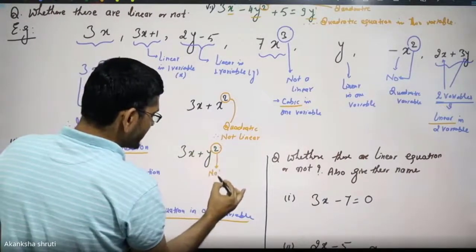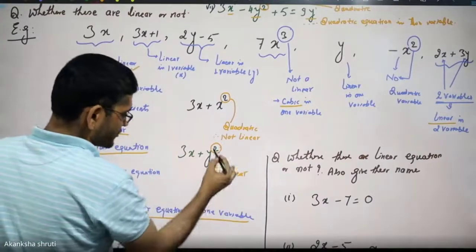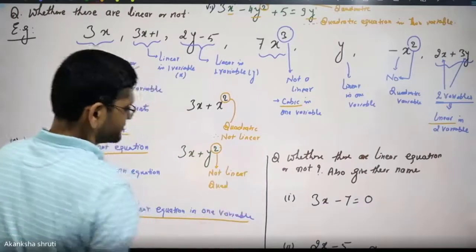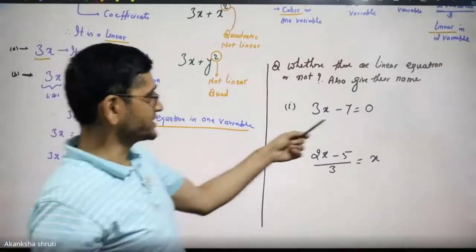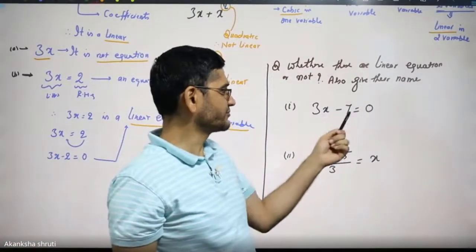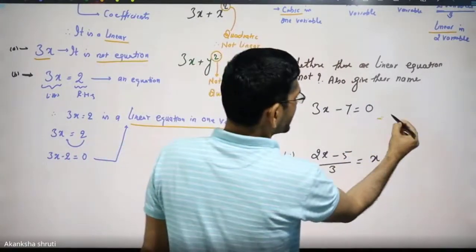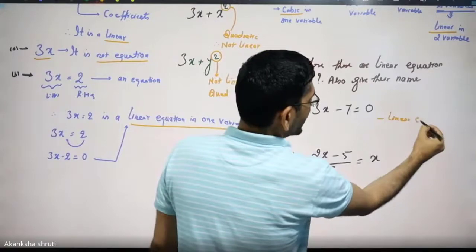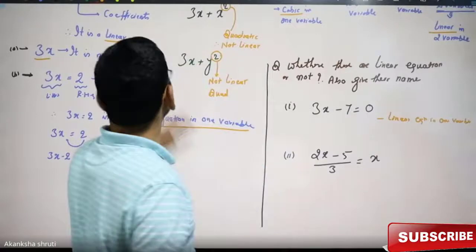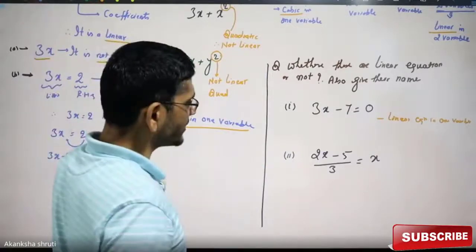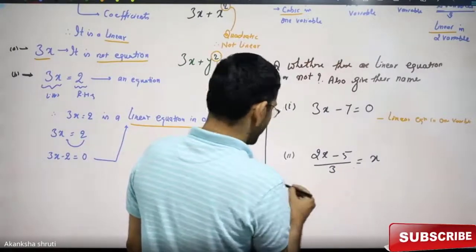If it is more than 1, it is non-linear. It is that simple. If you want to give the name, it is a quadratic expression. It is not an equation, just an expression we have. Now if an equation is given, then we can verify whether it is linear or not. Like here, yes, it is a linear equation in one variable. Now coming to this second one, whether it is a linear equation in one variable or not. For that we need to first simplify it by cross multiplication. We know the rule.